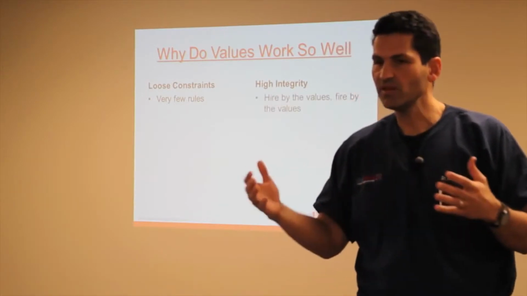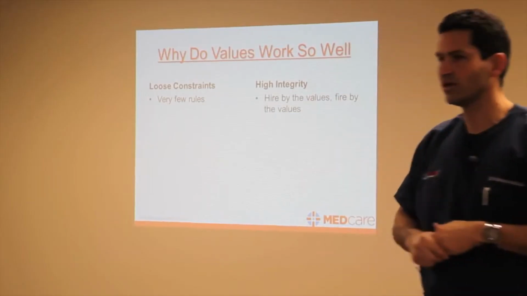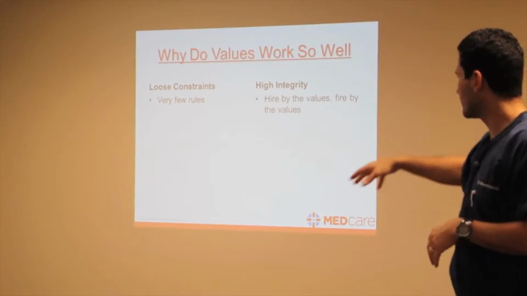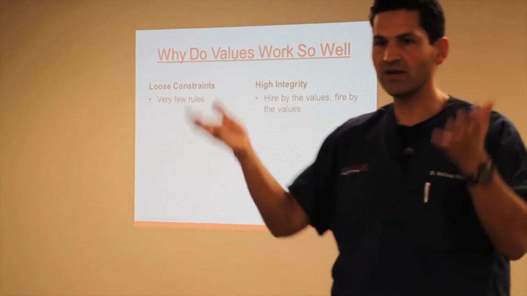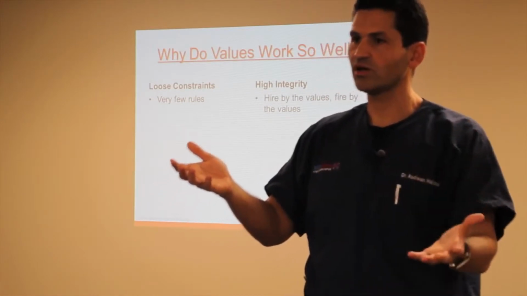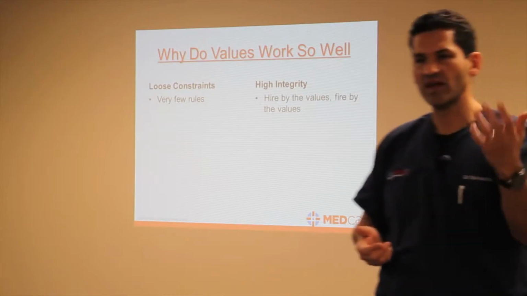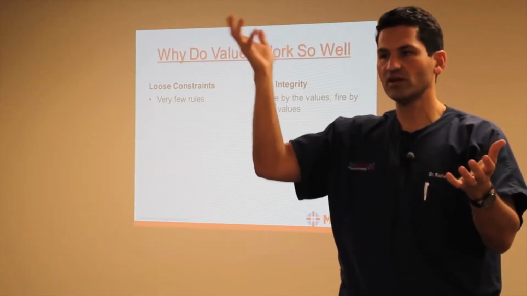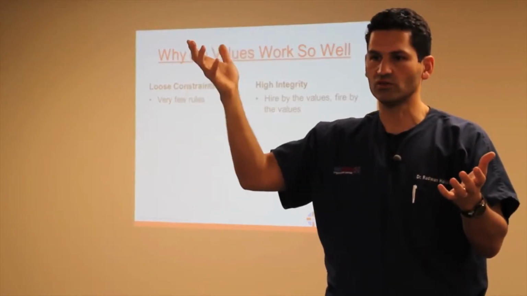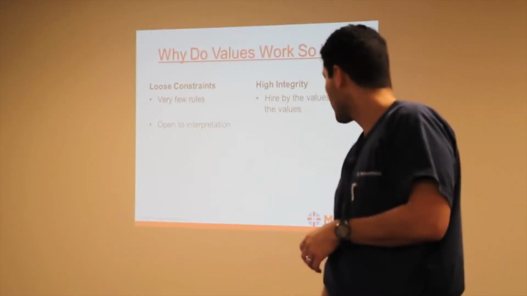High integrity means that we're going to hire by the values and we're going to fire by the values. So if we kept loose constraints, we didn't have a lot of rules, and then we didn't even stick by the rules or by the values, then it would be anarchy and chaos. In order to have this system, it's like a seesaw. We're going to use these core values to identify things, and that's going to allow us to have very few fundamental rules that keep us going. But on the other side, we're going to really stick to those things. We're going to hire by those values and we're going to fire by those values.